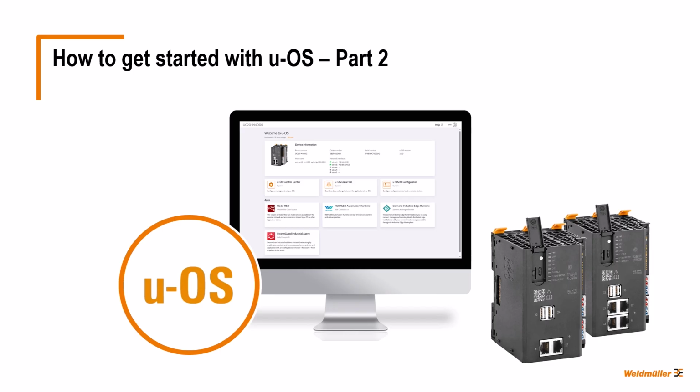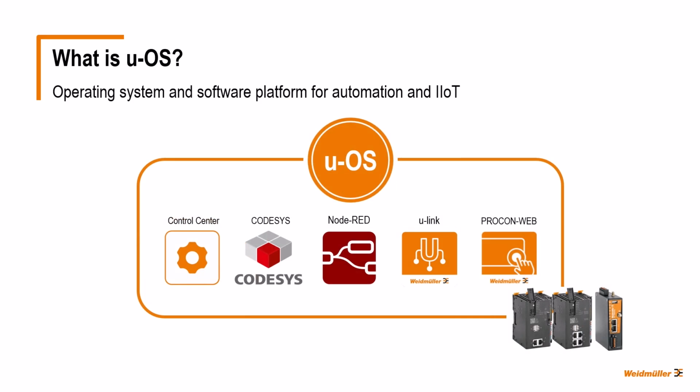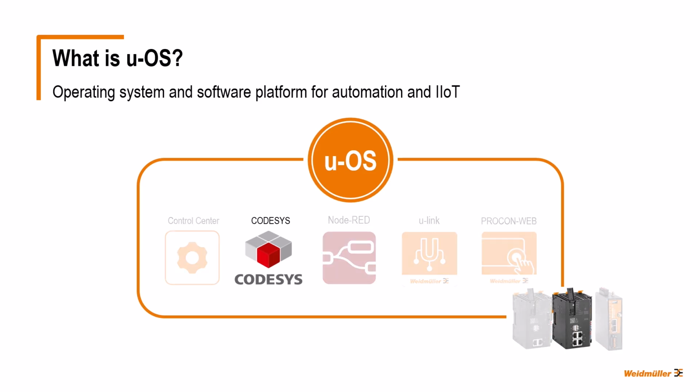In the first part, I gave you an overview of UOS and its functions and showed you that a device with UOS is much more than just a controller for automating machines and plants. Nevertheless, automation is of course one of the core tasks of a UOS device such as the U-Control. Therefore, in this second part of our tutorial series, I would like to show you how we can use a U-Control with native CODESYS as a PLC.